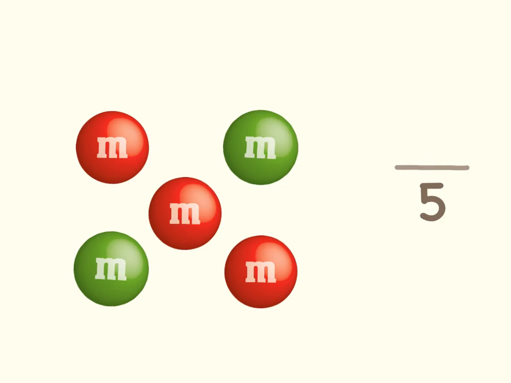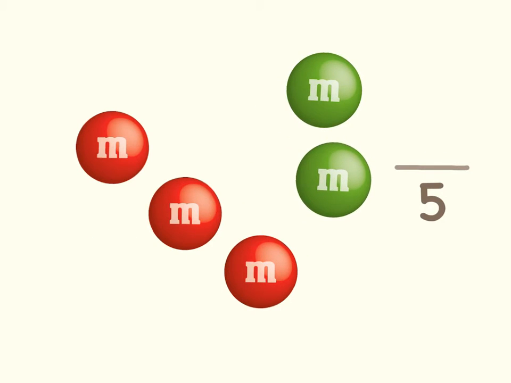Now if I just want to talk about the green M&Ms, then that's 2 out of 5. So 2 out of 5, or 2/5 of the M&Ms are green.